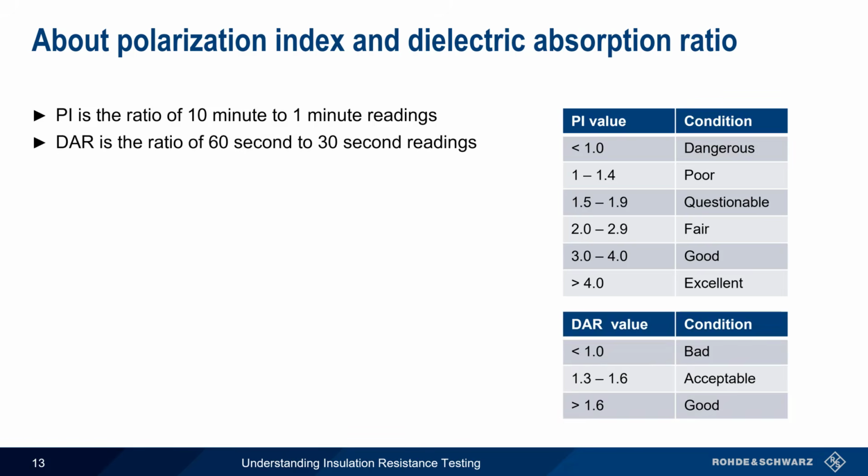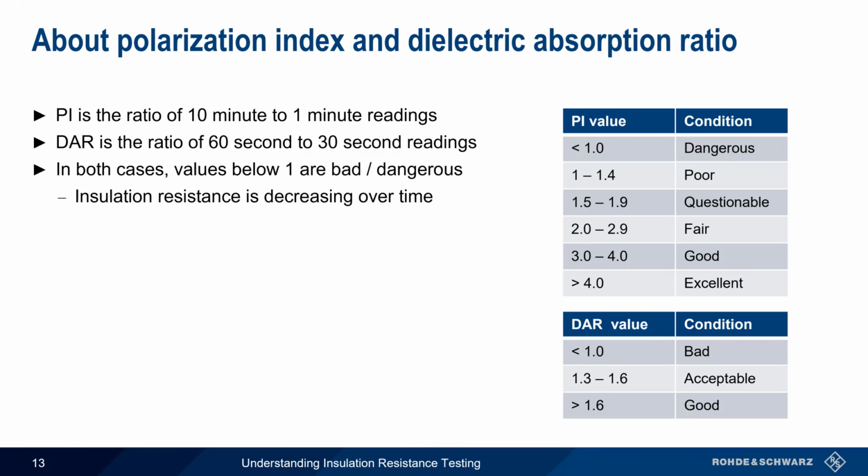Dielectric absorption ratio, or DAR, is the ratio of a measurement made at 60 seconds to one made at 30 seconds. As can be seen on the right, these measurements have different scales with regards to what is good or bad, but in both cases a value of 1 or less is bad or dangerous, because this means that the insulation resistance is decreasing over time. Although there are different standard ranges, in general a PI of greater than 3 or a DAR of greater than 1.6 is considered a good value.